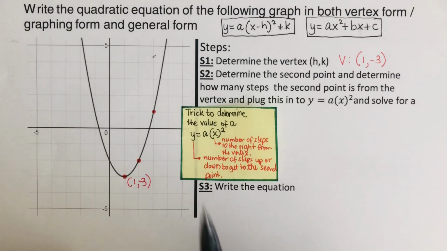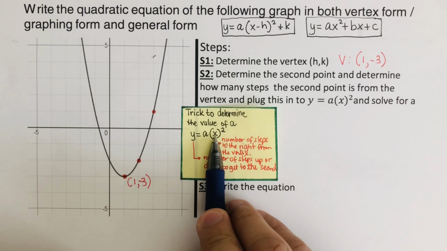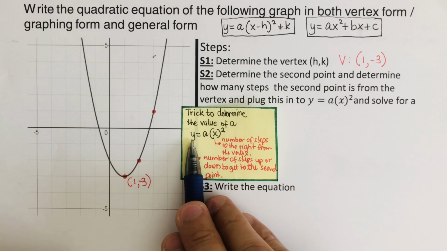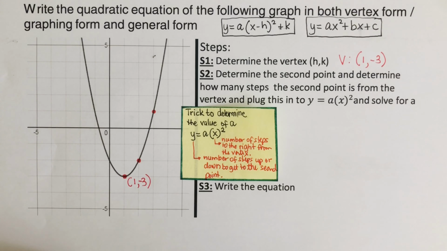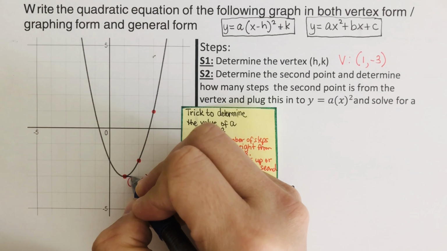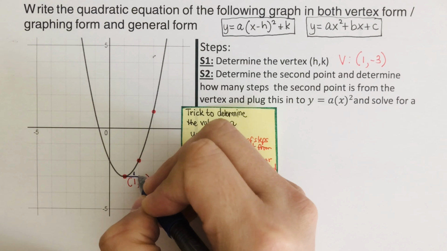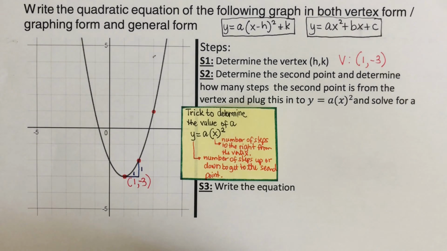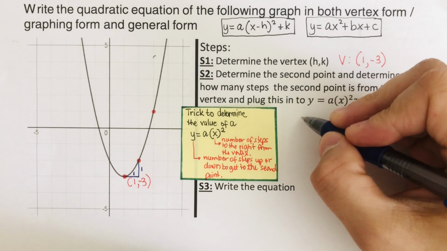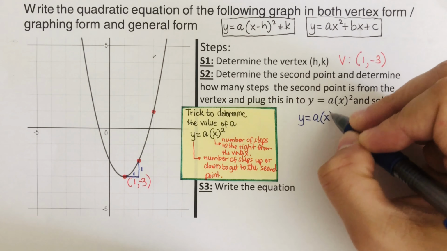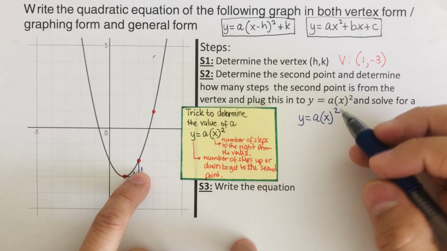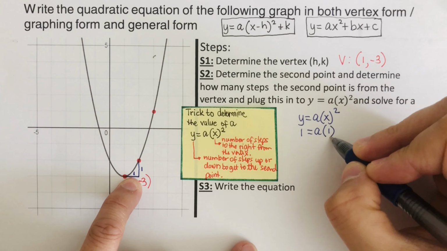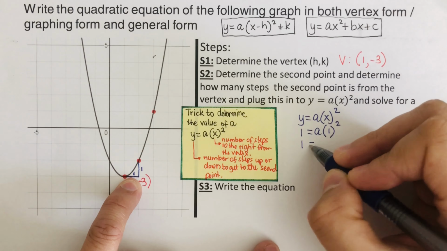Then we are going to determine the x and the y. Remember, the x is the number of steps you go to the right, and the y is the number of steps you go up or down to get to the second dot. So this is one step here, so that's 1, and then this is another 1, which is positive. Then I am going to put this into the equation y equals ax squared. Our y is 1, so 1 is equal to a times our x, which is 1, squared. So 1 equals a.